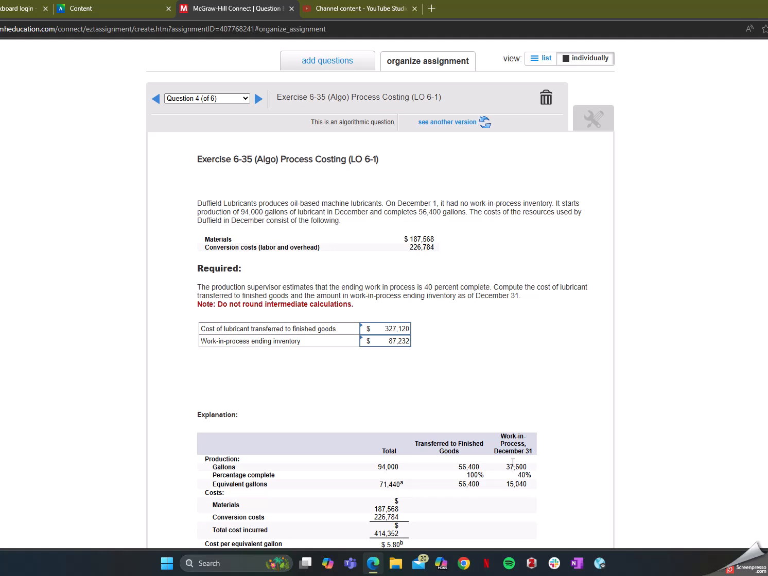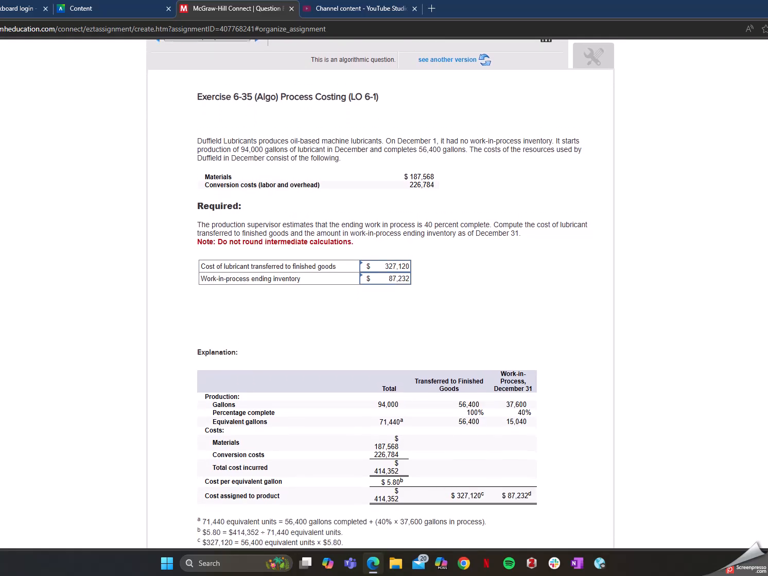So again, we're going to have to do kind of the same thing we just did. We have 94,000 gallons that started into production. 56,100 are completed, so that would leave 37,600 in our ending inventory, and then it tells us those are 40% complete. So that's the 15,040 when we come down here to calculate those equivalent units. Then add those together to get to 71,440.